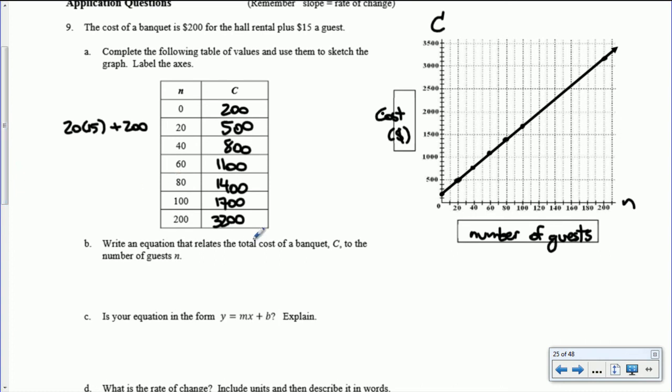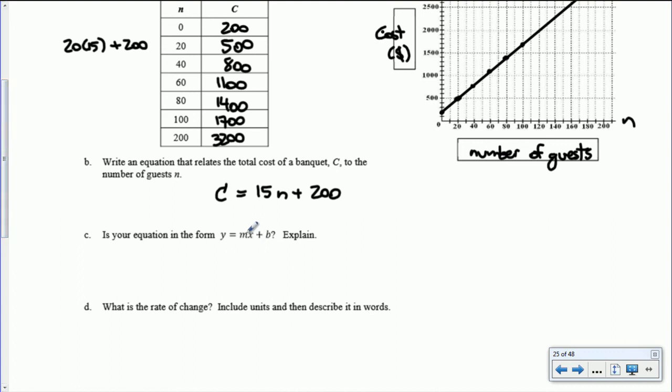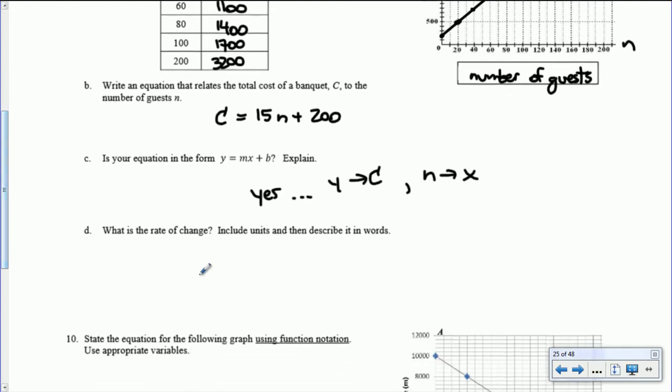Okay, write an equation that relates the total cost of the banquet to the number of guests. So we have C equals 15N plus 200. That works. Okay, is it in the form of y equals mx plus b? Yes. I just have y being a C instead, and N becomes an x. Otherwise, all the same. Okay, the rate of change is $15 per guest, right? That's this one. It's the slope. Slope is like the rate of change, and it's the cost per guest.